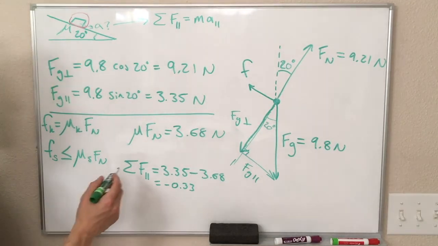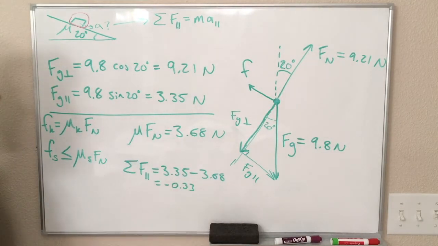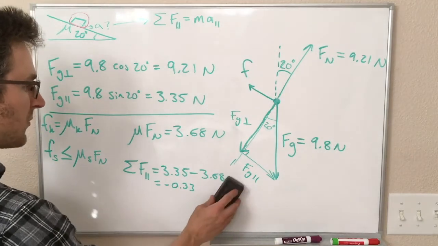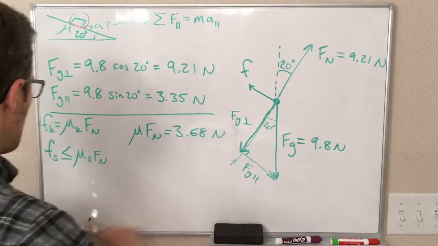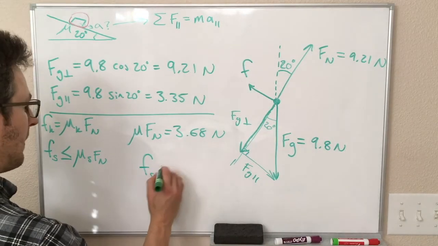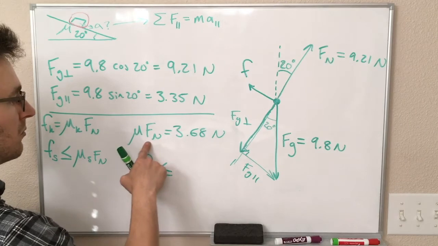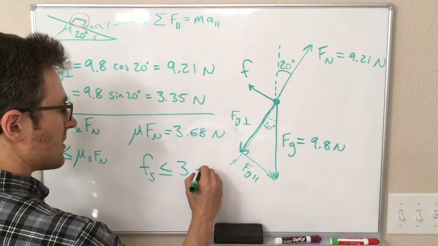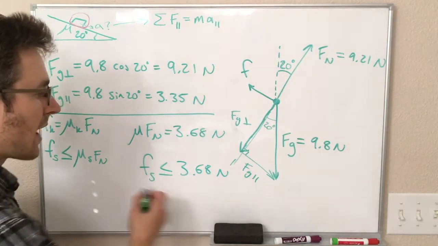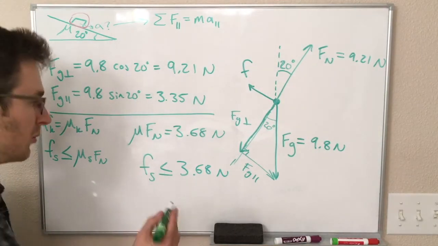So the kinetic friction doesn't quite make sense. Let's look at the static friction and see if that makes sense instead. So here, remember our static friction can be any value less than or equal to mu times the normal force. So it can be anything less than or equal to 3.68 newtons. And it's whatever it has to be to keep the block from moving.